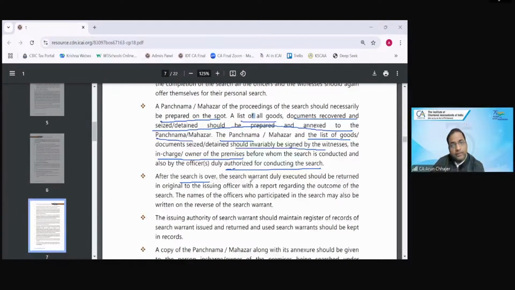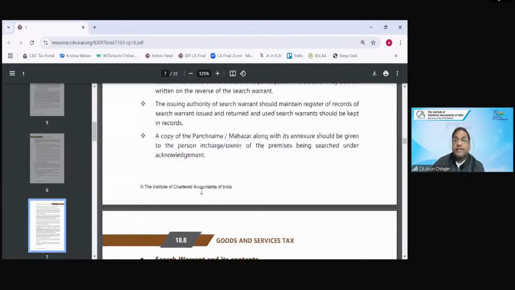After the search is over, the search warrant duly executed should be returned in original to the issuing officer with a report regarding the outcome of the search. The names of the officers who participated in the search may also be written on the reverse of the search warrant. The issuing authority should maintain a register of the records of search warrants issued and returned or used. The search warrant should be kept in record. A copy of the panchnama along with its annexure should be given to the person in charge or owner of the premises being searched, under acknowledgement.